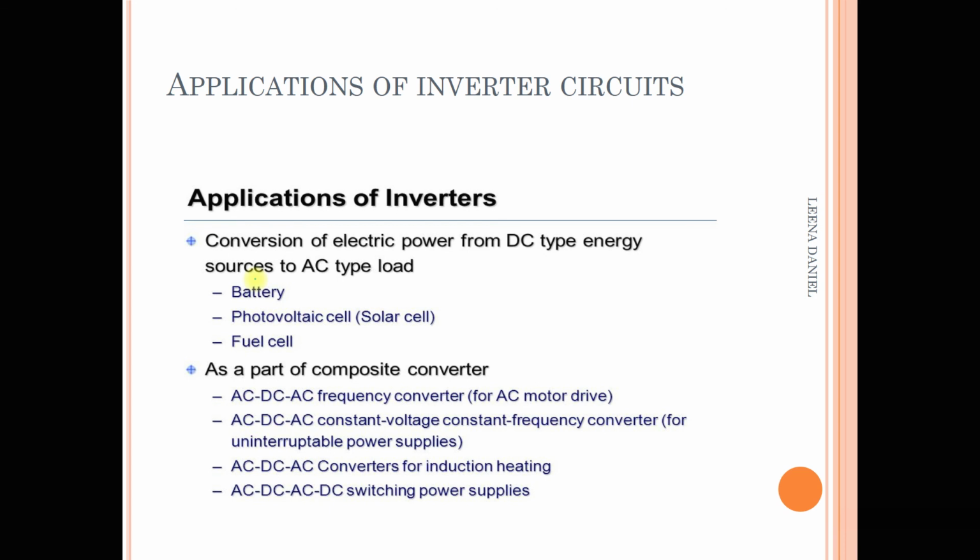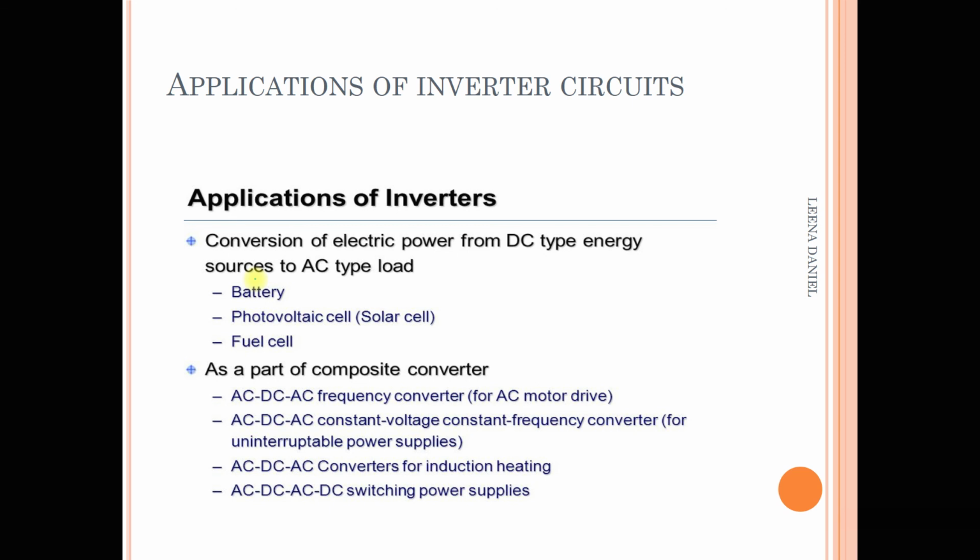Last is the application of inverter circuits. These are some applications. We know conversion of electric power from DC type energy sources to AC type load. We use battery, photovoltaic cell, solar cell, fuel cell. We use the inverter because wherever we are using a solar power plant, photovoltaic cells create DC supply. We get DC from these cells, and we have to convert this DC into AC to supply the loads.